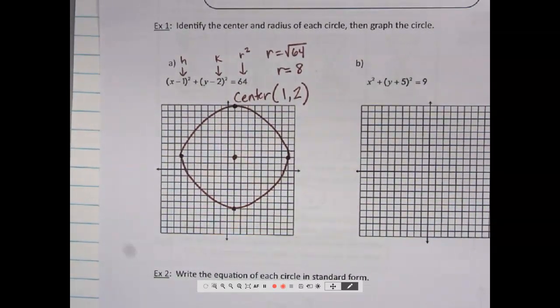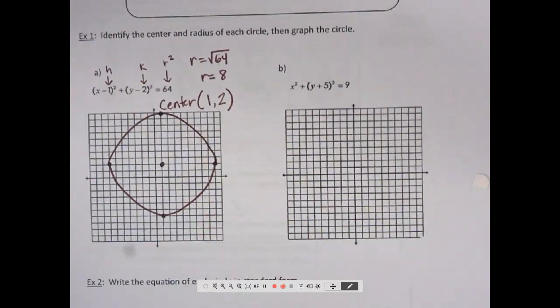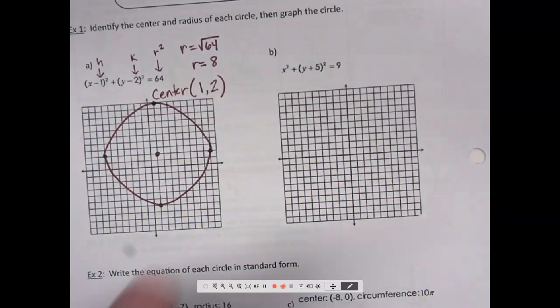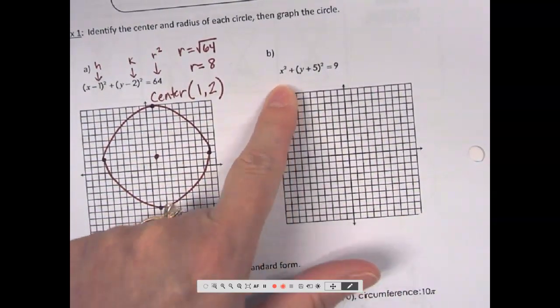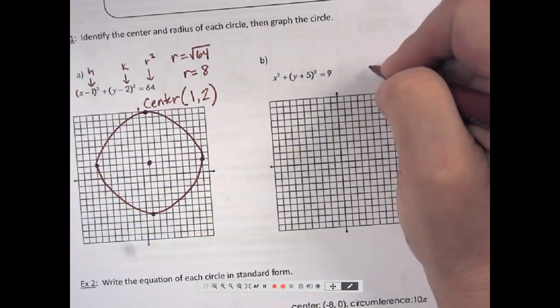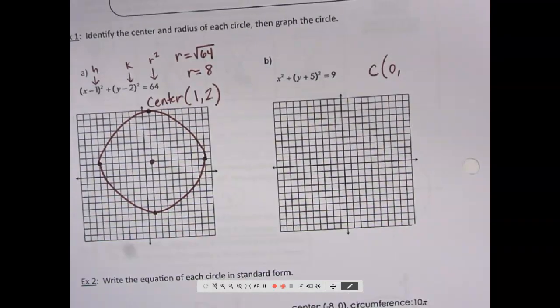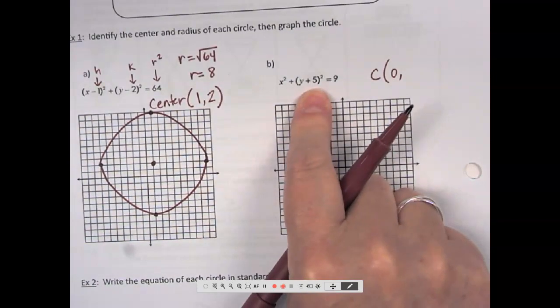All right, so that's it. That's pretty easy, isn't it? All right, so let's look at the next one. What is my h value? What is being subtracted from x? Nothing. So that means that the center point has an x coordinate of 0. What's being subtracted here?